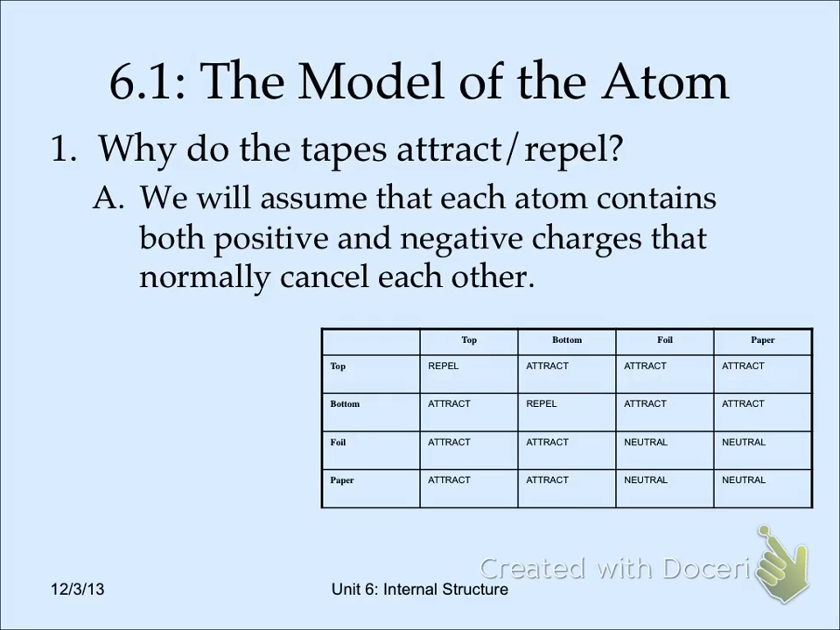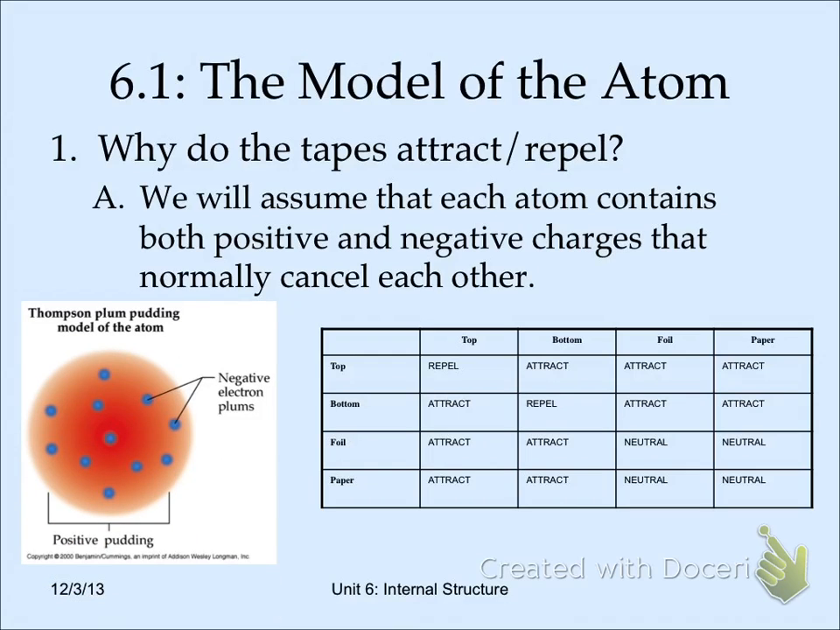We're going to assume that each atom contains both positive and negative charges that normally cancel each other out. And this is a pretty good assumption. This is the valid assumption that we had in the late 1800s. And in fact, we had a model of the atom. We thought the atom looked kind of like this: a red cloud, a spherical cloud of some type of positive charge, and then these blue dots scattered throughout this cloud. And these blue dots were known as the negative charges, or the electrons.